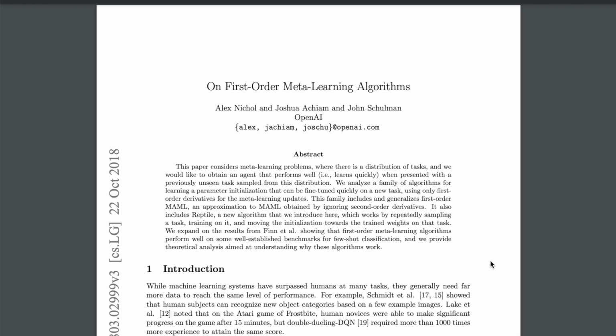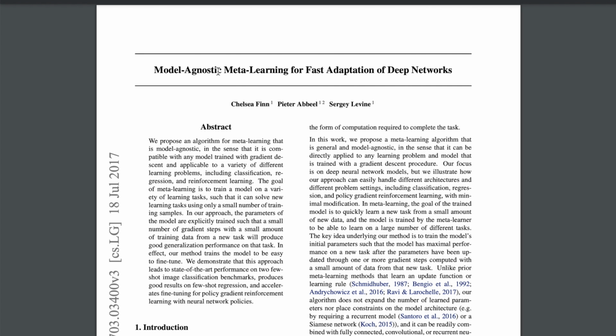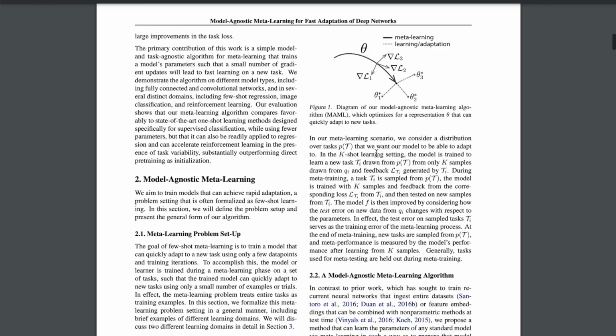This Keras code example implements Reptile. Reptile was proposed in this research paper from OpenAI on first-order meta-learning algorithms. Particularly, it's a simplification of this MAML algorithm, as stated here, by ignoring second-order derivatives. And MAML is this paper, model-agnostic meta-learning for fast adaptation of deep networks.